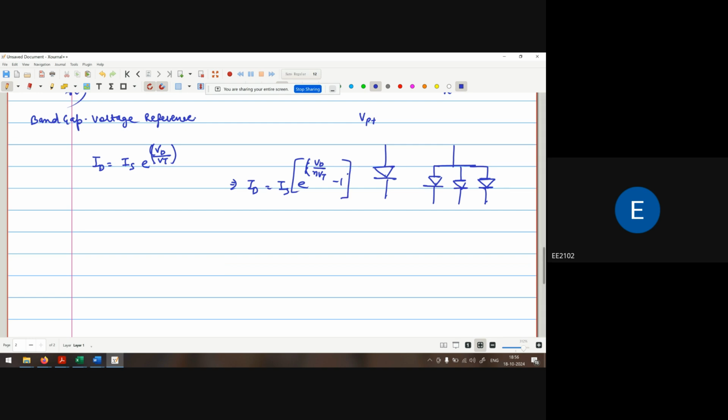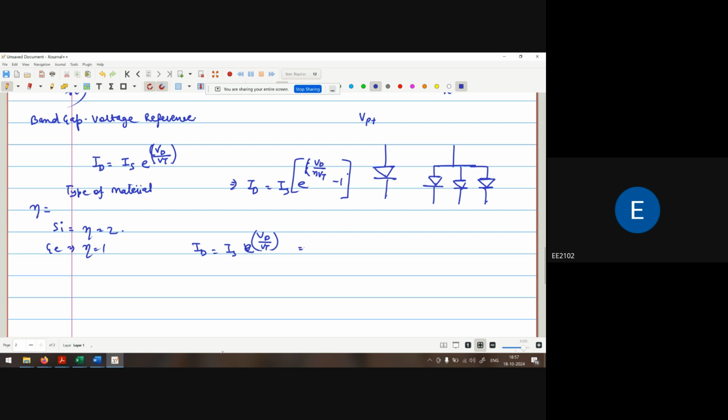But here the value of n is dependent on the type of material. For silicon, the value of eta is 2. For germanium, the value of eta is 1. And the minus 1 is negligible; we can neglect it if we are taking the approximation. So ID is equal to Is e raised to power Vd upon Vt.